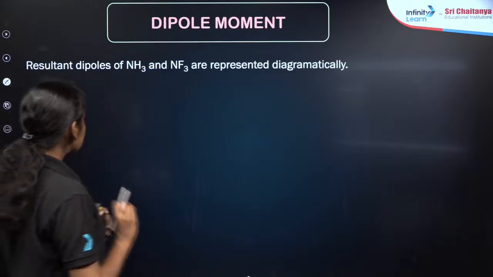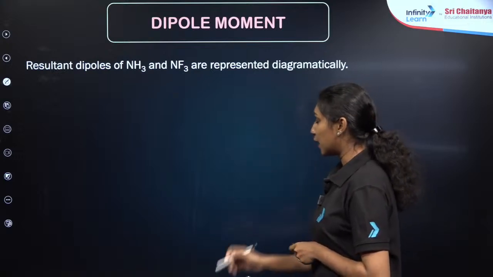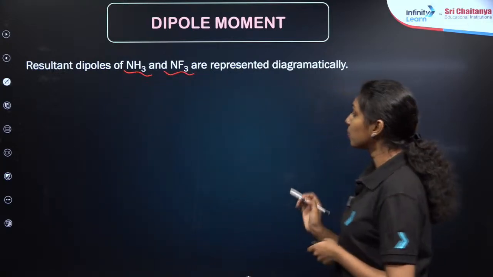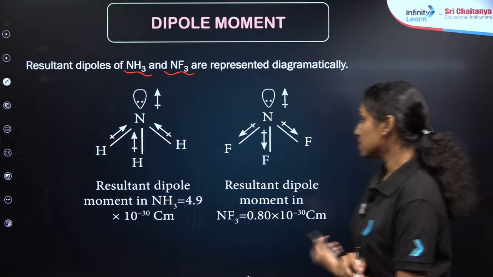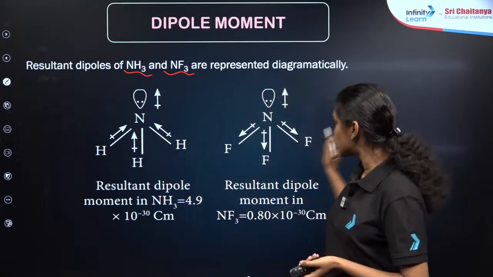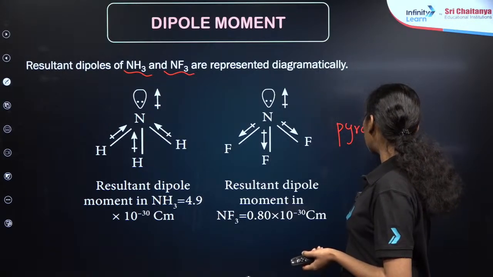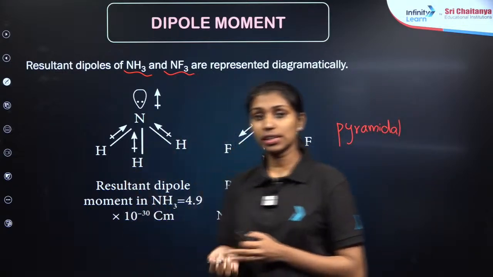Now, in the NCERT textbook, it is clearly mentioned that in the case of the NH3 molecule as well as the NF3 molecule, what will be the final dipole moment of the molecule? It is seen here that they have the same shape. NH3 and NF3 are pyramidal in shape, having one lone pair of electrons on the nitrogen atom.